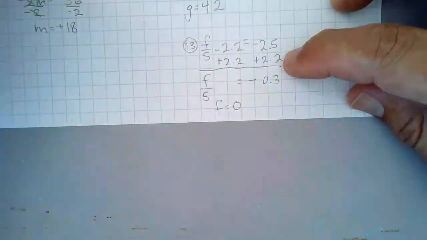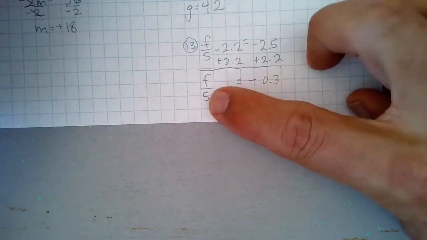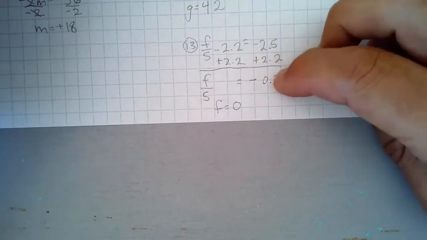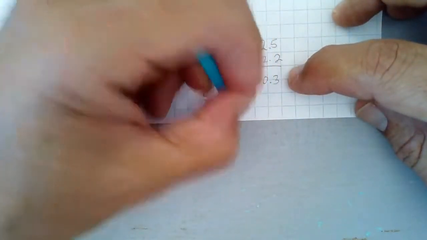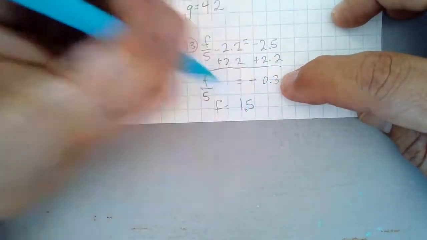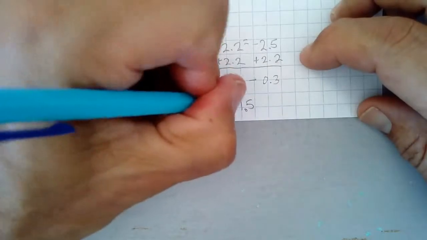Now, 0.3 times 5, negative 0.3 times 5. Now, 3 times 5 is 15. And so that's 15, but 0.3, so it's going to be 1.5, and negative times positive is negative 1.5.